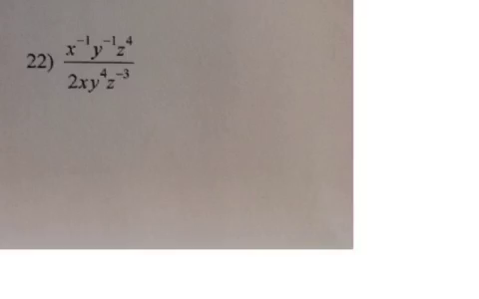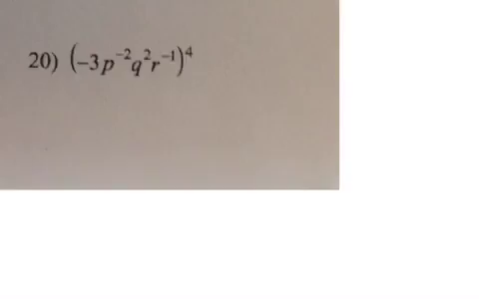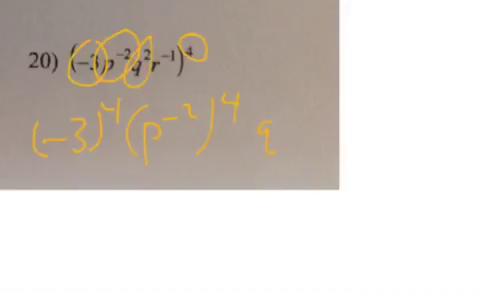Alright, we're on a roll right now. Got a couple more here, as you can see. So how would we approach this one? Well, that negative 3, does it not have that 4 power on it? Just like that p to the negative 2, it also has the 4 on it. That q squared also has the 4 power on it. And then finally, r to the negative 1. R to the negative 1 has a 4 power on it.